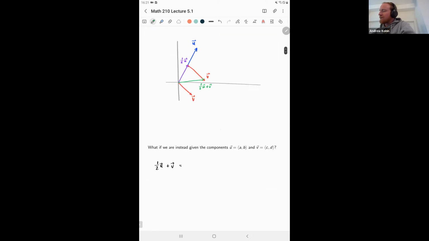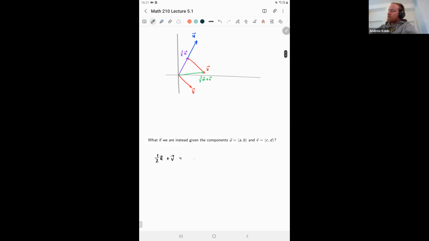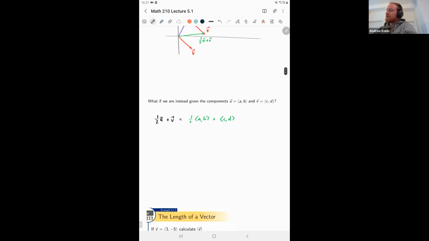What would happen if instead we had components of u and v given by a, b, and c, d? So let's think about how to do this algebraically now. First of all, let's write in those components a, b for u, and c, d for v, and think about how to first scale by 1/2 and then add the resulting vectors. Well, scaling means we're just going to scale each individual component. I'm going to scale the x component by 1/2 and the y component by 1/2. Sorry, I said y out loud, and I meant to write b. And we'll deal with the c, d part in the next step.